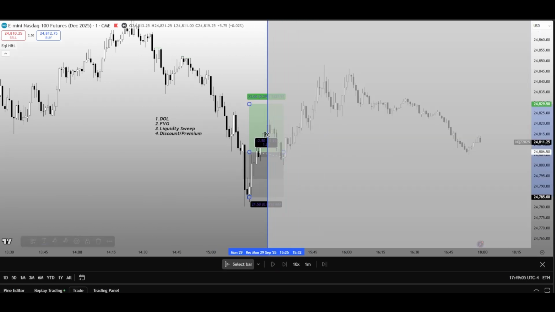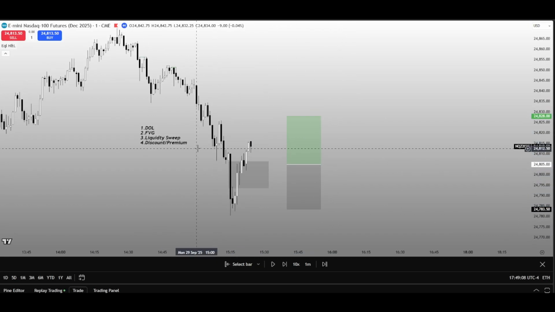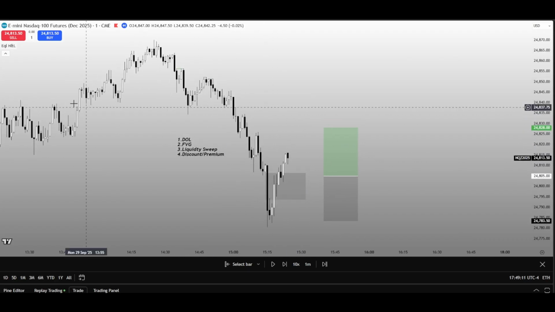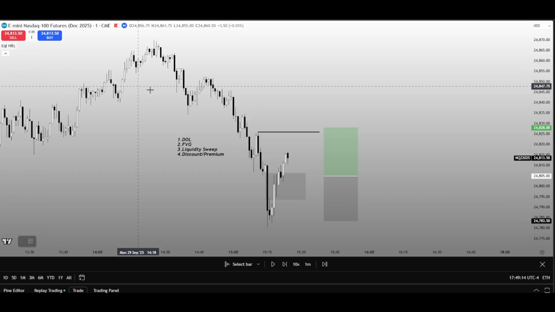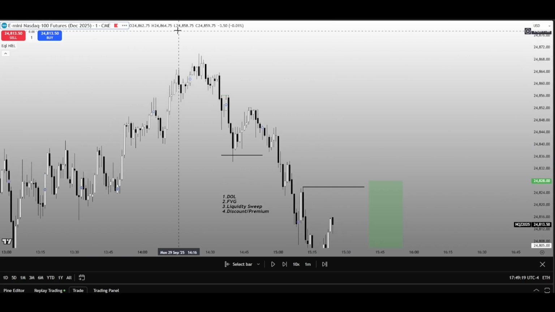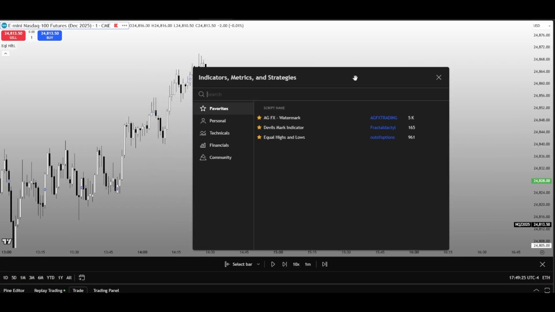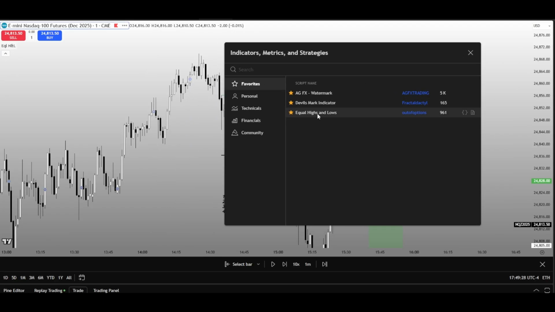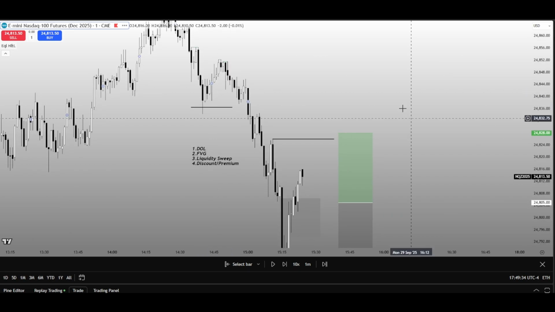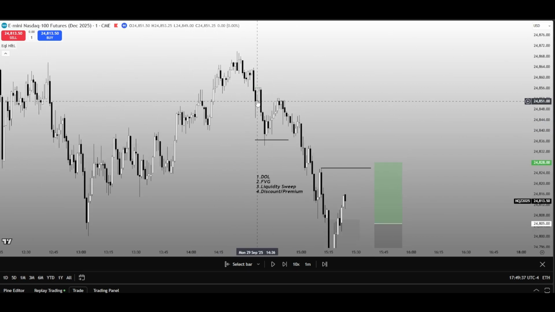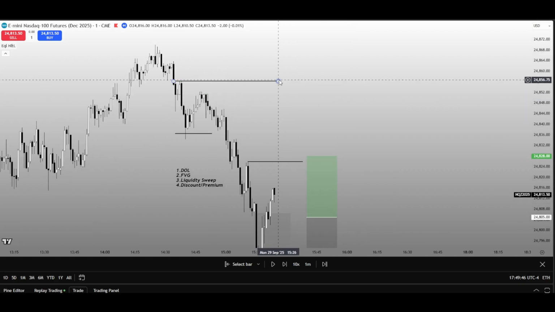So if we go back here, we can see what types of draw on liquidities do we have. Okay, let's look. We have intermediate term highs. We also, if you see up here, we have triple equal highs. So I have an indicator, a free indicator. I'm not sponsored or anything by this, but it's the equal highs and lows indicator. If you search this up on TradingView, you can click on this and it'll show you equal highs and equal lows. So you can see on this green line right here, we have triple equal highs. Triple equal highs in the market, especially on the 1 minute time frame or more, are pretty substantial.